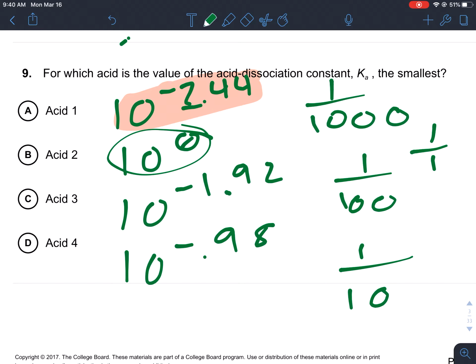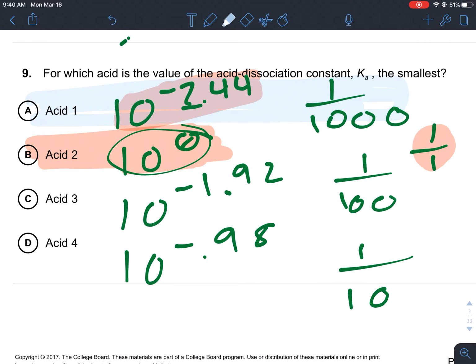So the point is this: who has the most H plus? This has the most H plus. It created the most H plus, right? It's a 1-to-1 ratio. Who has the least H plus? It would be the opposite. It would be this number because that's the largest, okay?